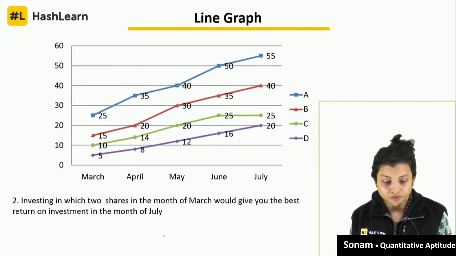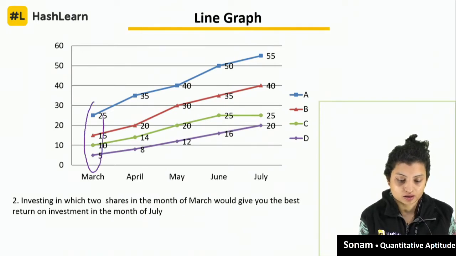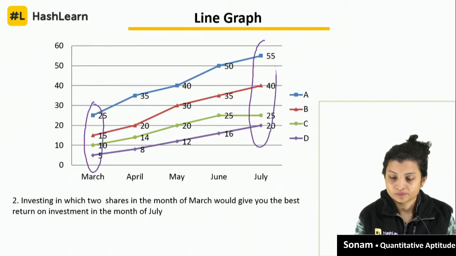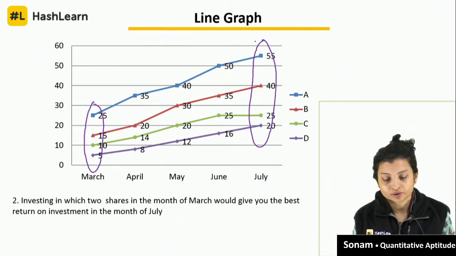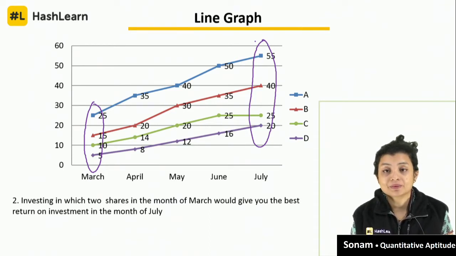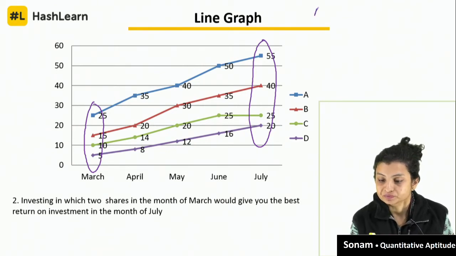Question number 2. Investing in which two shares in the month of March would give you the best return on the investment in the month of July? Okay, so understand here, these are the shares, these are their values in March, and these are their values in July, right? And we need to figure out which two will give the maximum percentage increase, right? Okay, so let's find it for individual A, B, C and D.